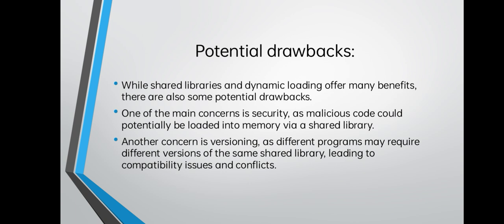And let's see the potential drawbacks. While shared libraries and dynamic loading offer many benefits, there are also some potential drawbacks. We have seen, as I said before in the example, the Python and C sharp functions are stored in shared memory. That is the most benefit, which reduces redundancy and is easy and efficient. We have seen all of that, and also flexibility. We have seen all these benefits. Let's see some drawbacks also.